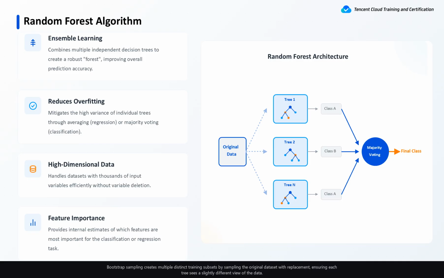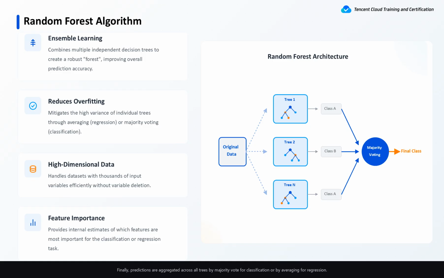Bootstrap sampling creates multiple distinct training subsets by sampling the original dataset with replacement, ensuring each tree sees a slightly different view of the data. A decision tree is then independently trained on each subset. Crucially, at each split, only a random subset of features is considered. This is what drives the diversity between trees, preventing them from converging on the same patterns.